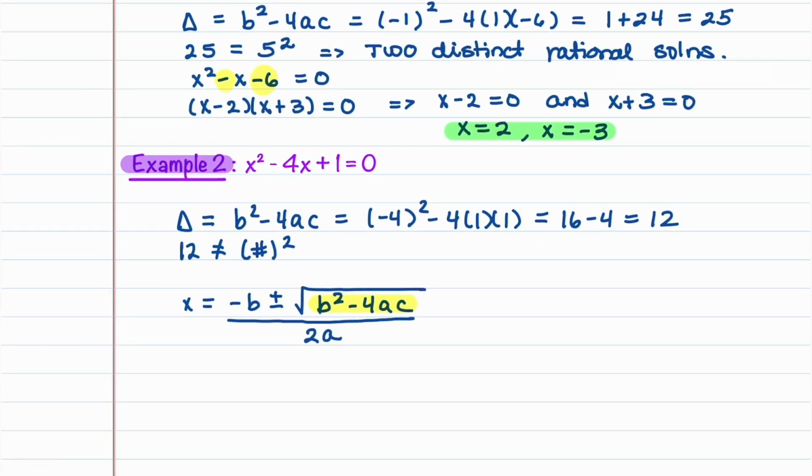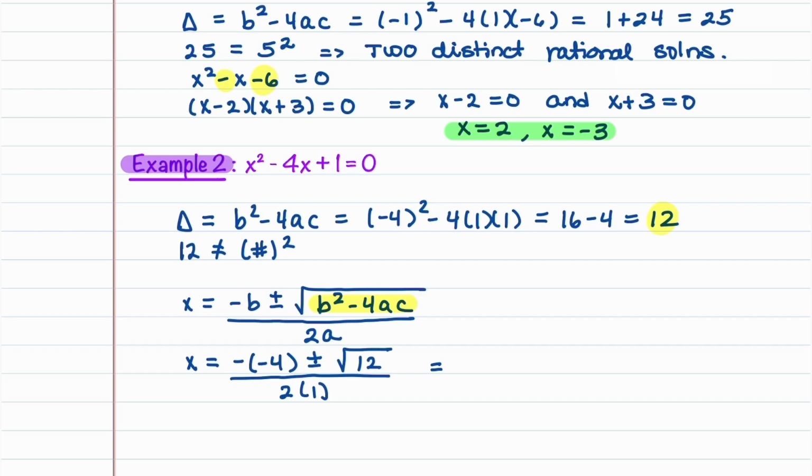Now let's find out what x is. Our x is equal to negative b, so that's minus 4, plus or minus the square root, and we've already figured out what b squared minus 4ac is. It's equal to 12, so we can just go ahead and plug that in. So that's 12, all divided by 2 times a, which is 1.